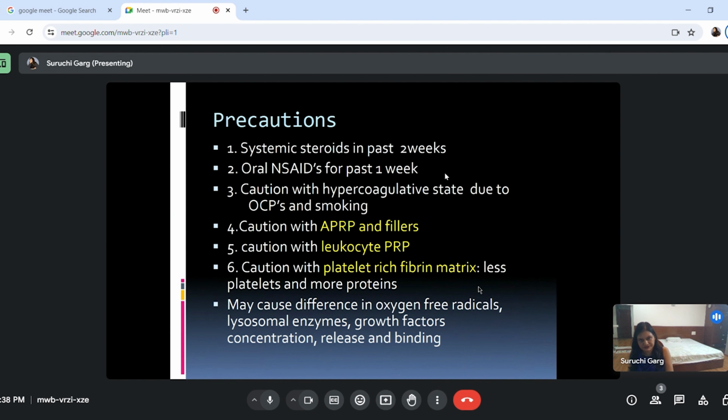So we need to be cautious with past systemic steroids, which should not be given in the past 2 weeks. There should not be any oral NSAIDs in the past 1 week. There should be caution with hypercoagulative state due to OCP and smoking, and caution with the use of activated PRP with fillers, and leukocyte-rich PRP and platelet-rich fibrin matrix, because here there's fewer platelets, more proteins, and there can be differences in oxygen-free radicals, lysosomal enzymes, growth factor concentration, their release and binding.